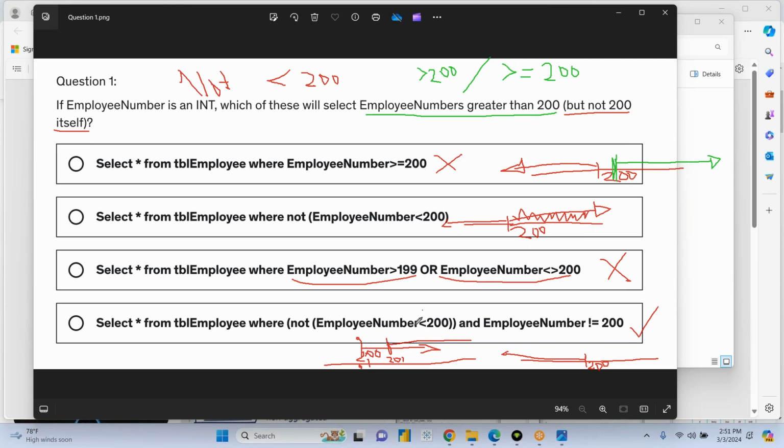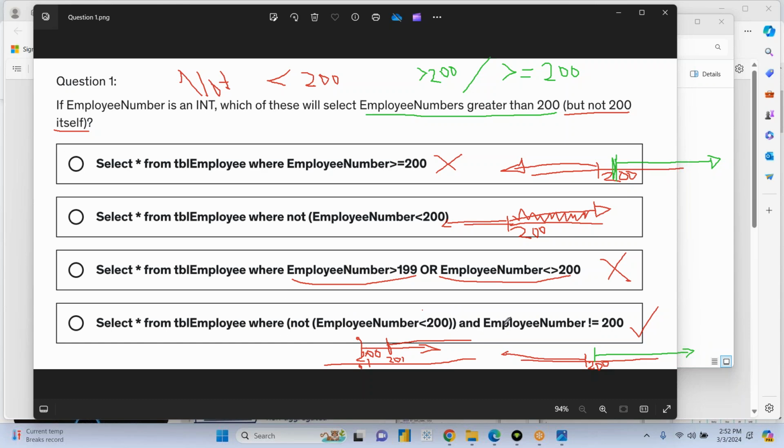Employee number less than 200. If you now look at "not less than 200", you're going in the opposite direction. Let me use the green to indicate that. So the opposite will now begin at 200 and then extend this way. We've now added this NOT, and this is the scenario. That's just one side of it.